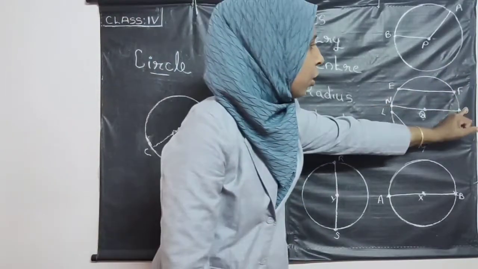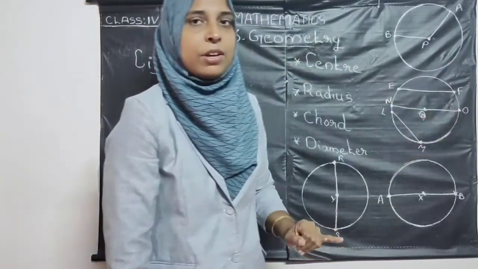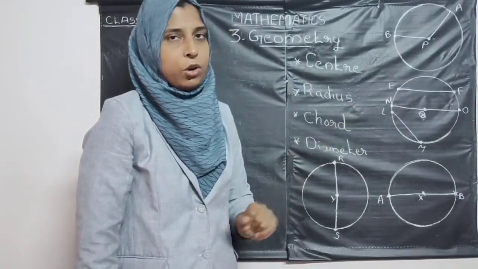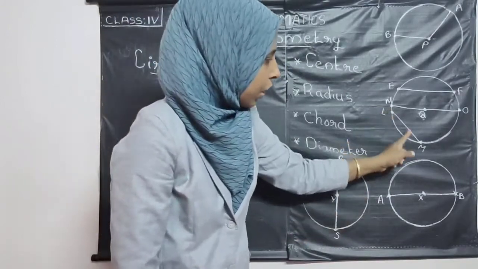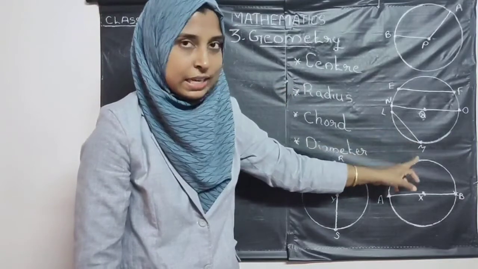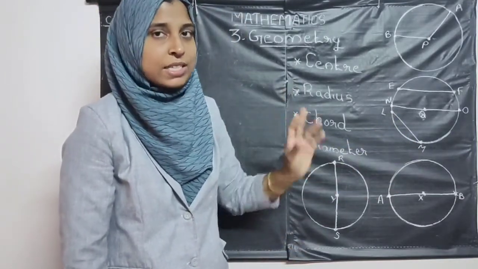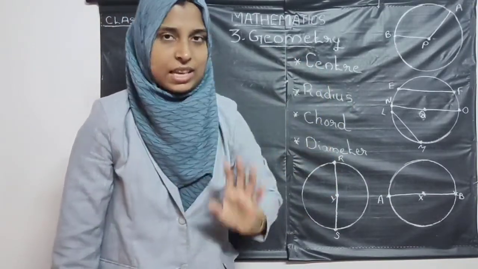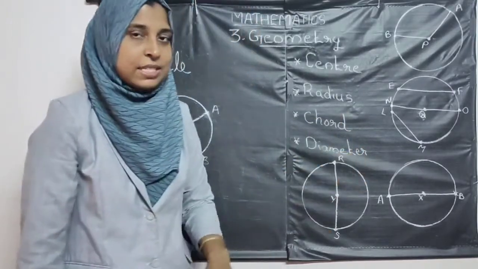Next NO, 2 points on the circle. When I join this NO, we got a line segment. This is also a chord. Next L and M, 2 points on the circle. When I join this L and M, I got a line segment. So LM is also a chord. Got it? Chord is a line segment that joins any 2 points on the circle.